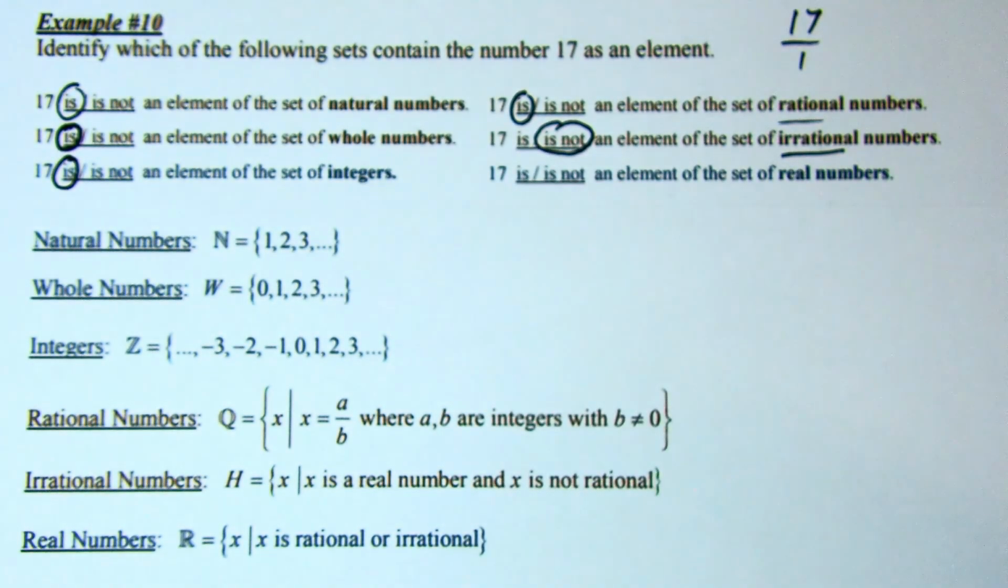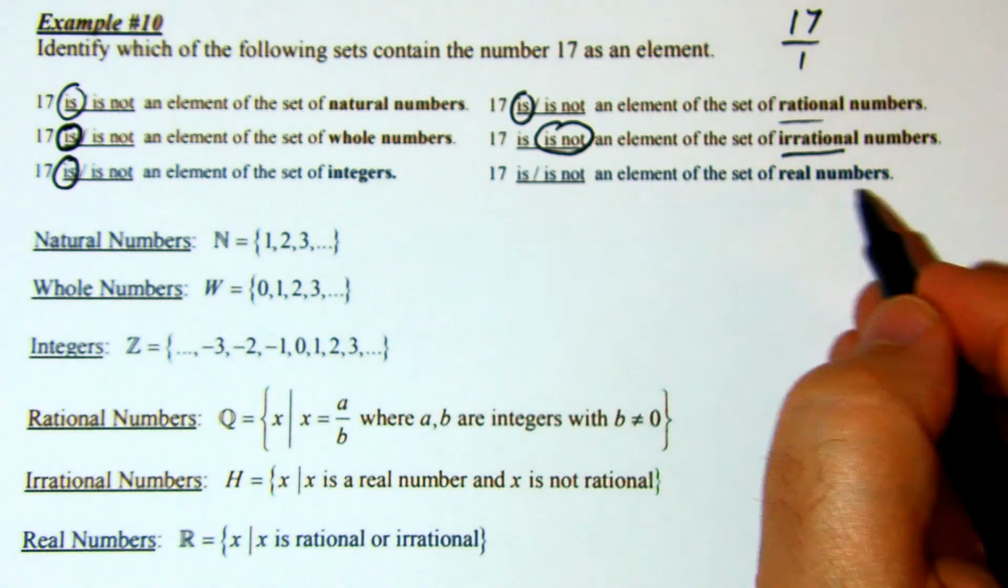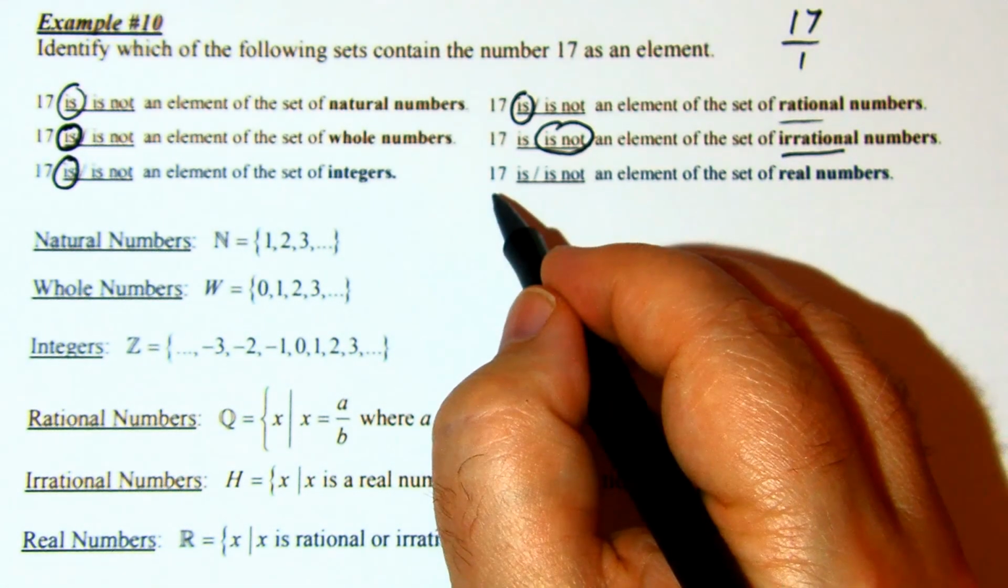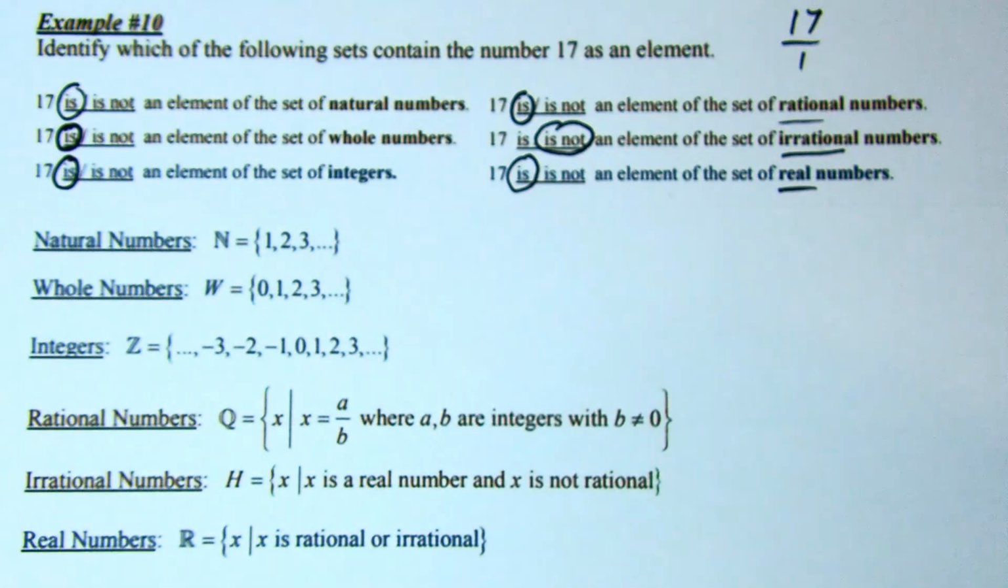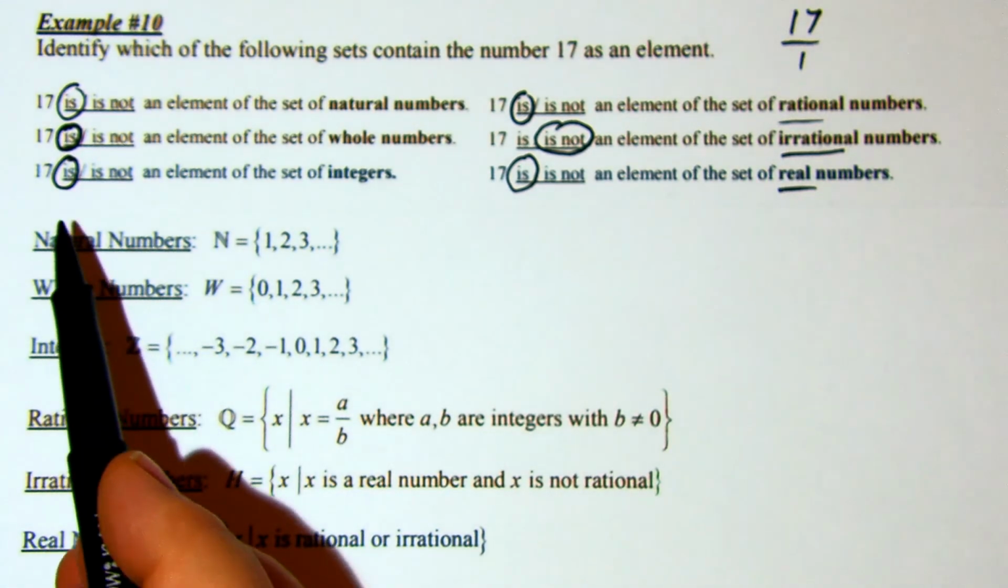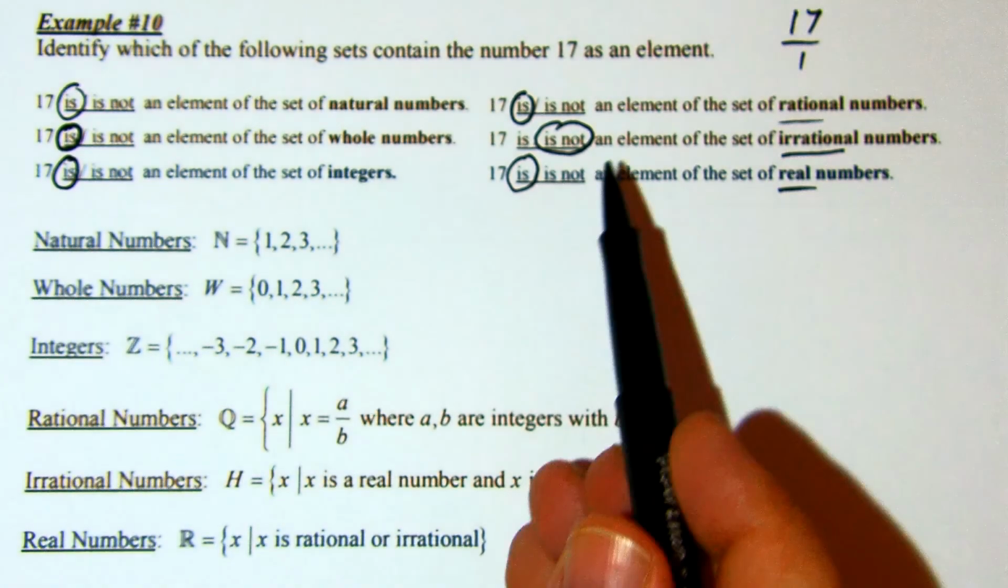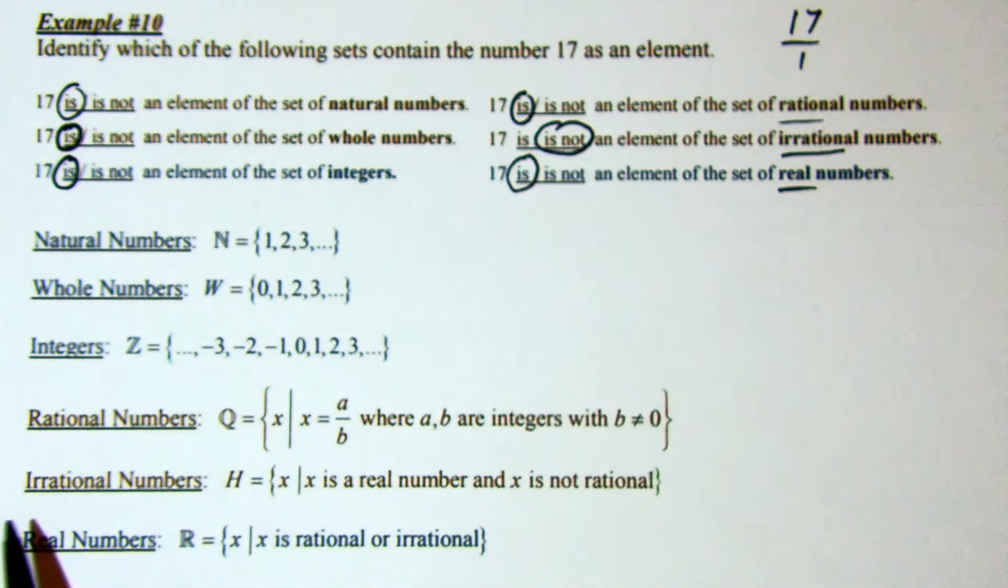And then finally, every number we're studying in this course, including 17, will always be an element of the real numbers. And so this number is an element of all of these sets, except it is not an irrational number. And that's our final answer.